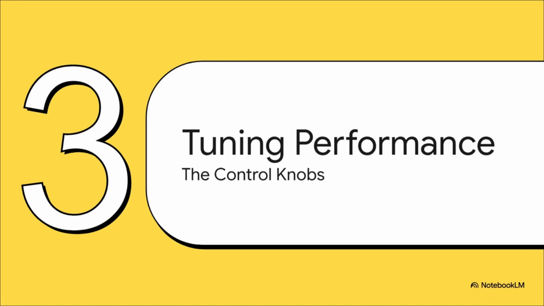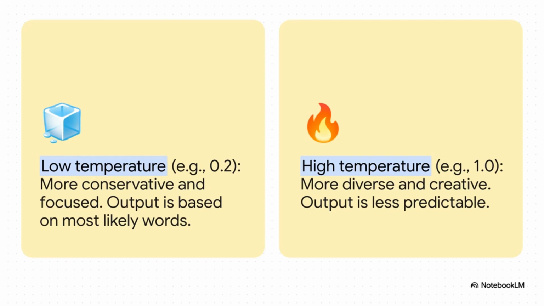Think of these as the control knobs on the machine. They let you dial in the exact kind of behavior you want from the AI. The first, and maybe most famous knob, is temperature. This basically controls how creative or random the model gets. If you set a low temperature, near 0, the model plays it safe. It sticks to the most common, predictable words. But if you crank the temperature up, it gets more adventurous and creative, taking risks on less likely word choices.